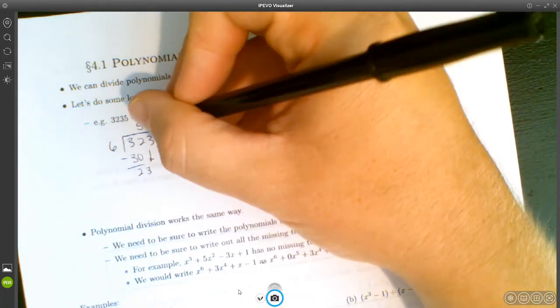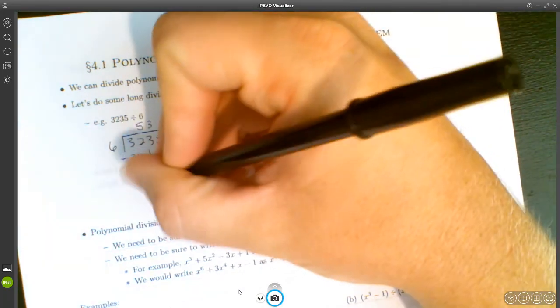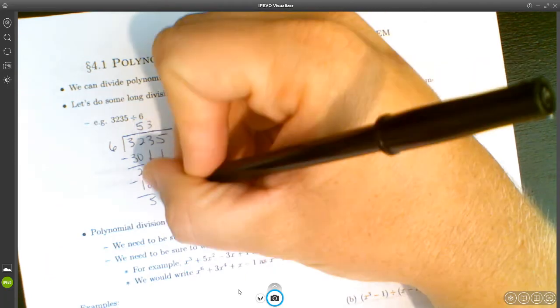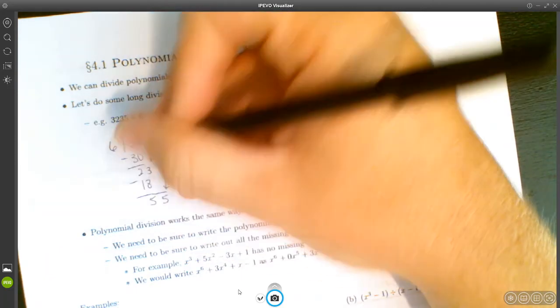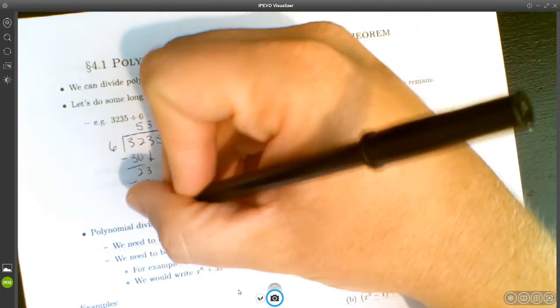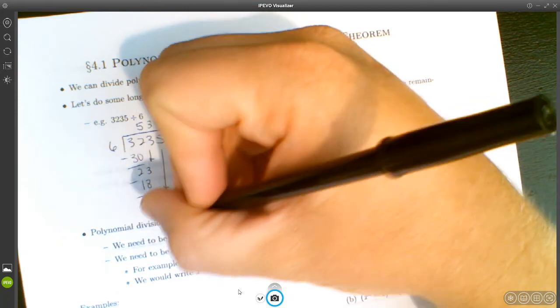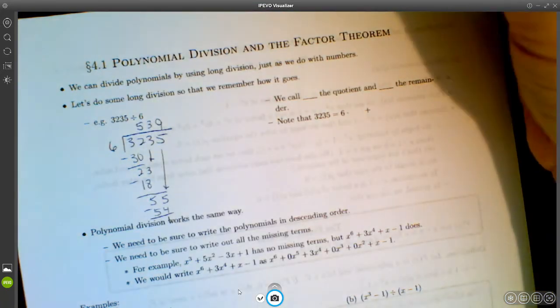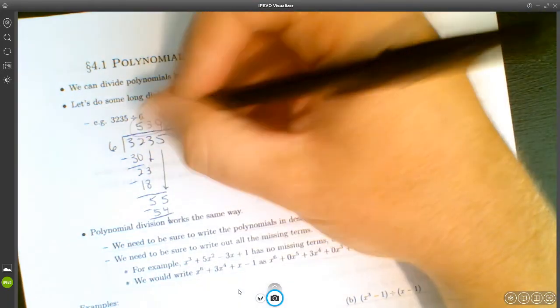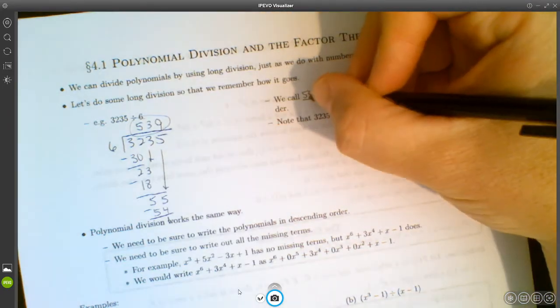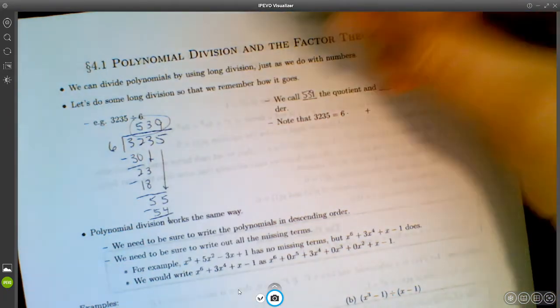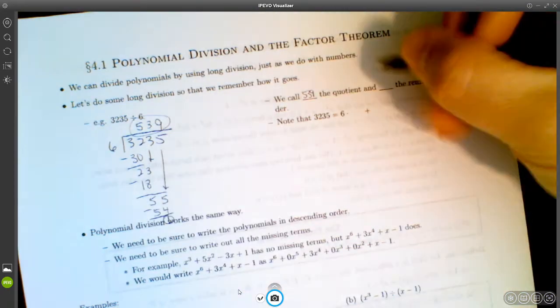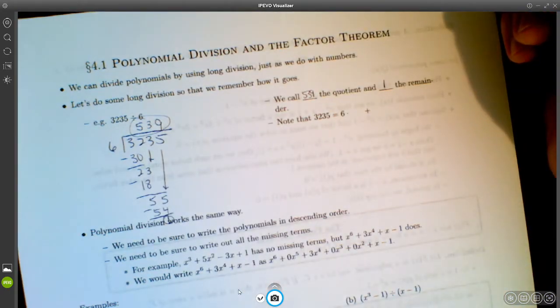So 3 times, and bring down the 5, and then 9 times, and we have 1 left over. So this number right here is called the quotient, right? So we call 539 the quotient, and this number down here we call the remainder. So 1 is the remainder.